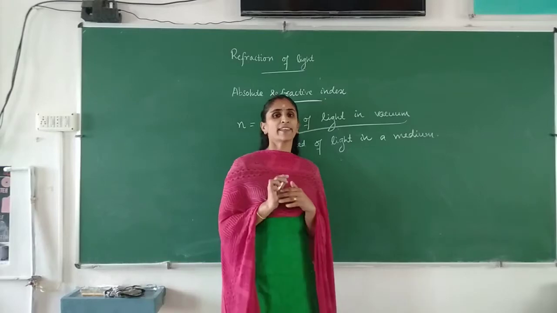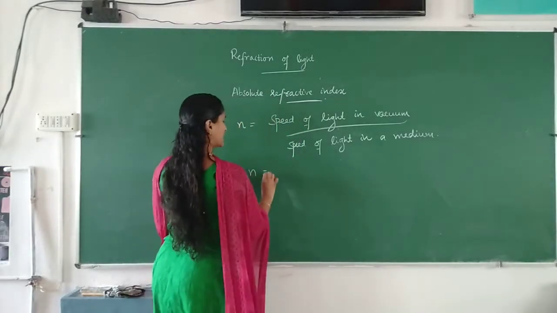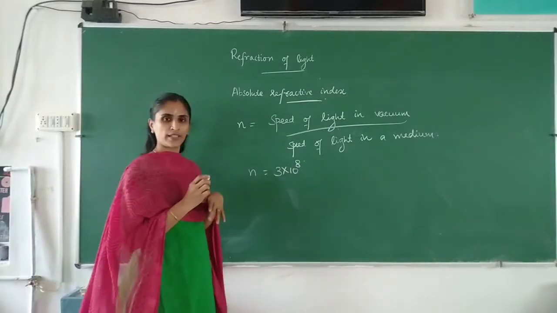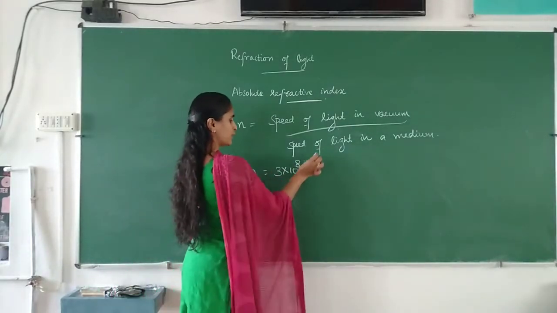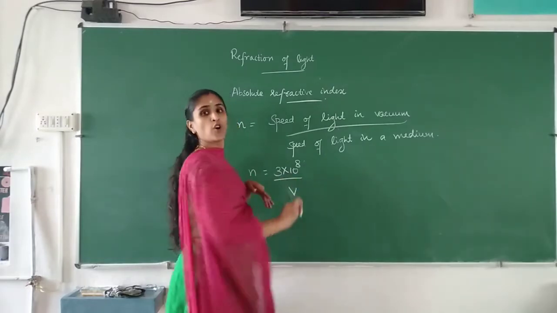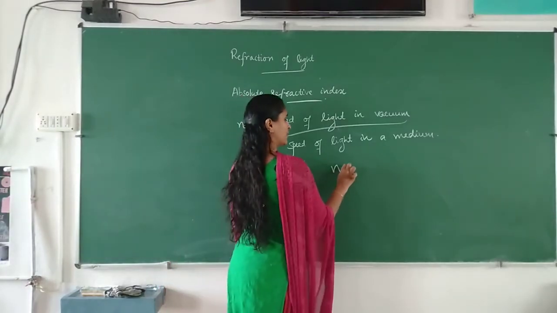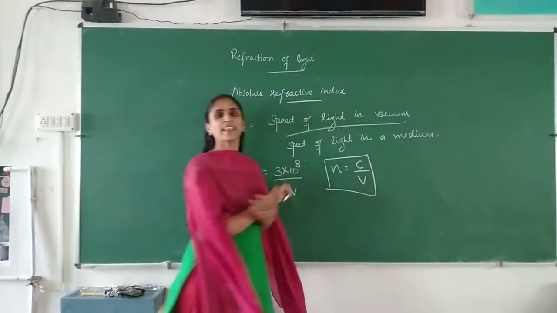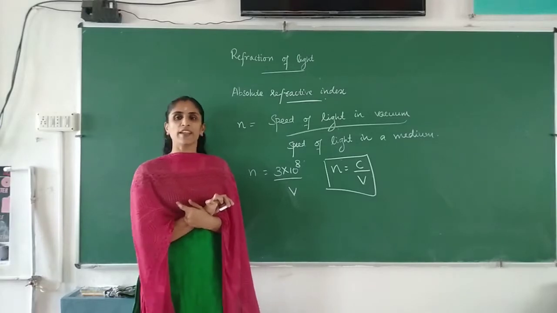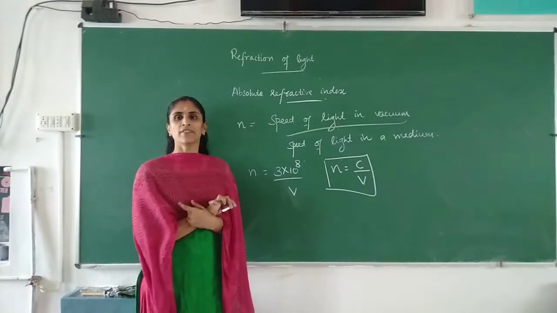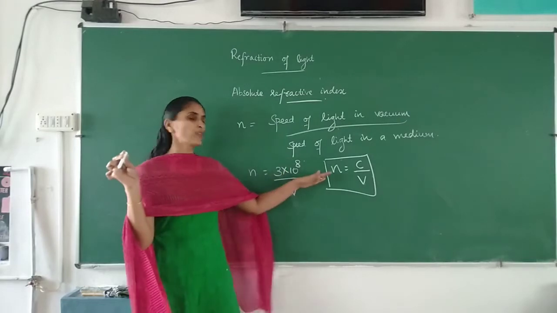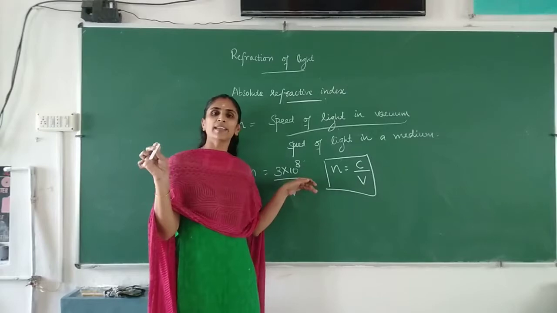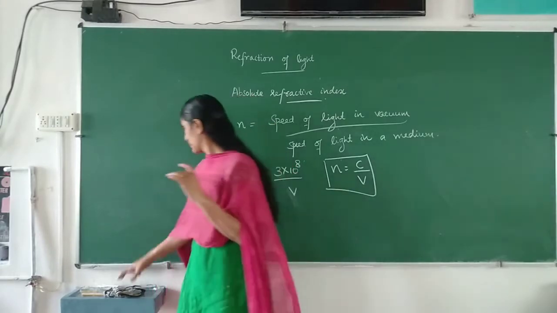And what is the speed of light in vacuum? That is given by 3 into 10 raised to 8. So in problems you can write it as 3 into 10 raised to 8 meter per second. And the speed of light in the medium we will write as v. Normally we write refractive index n is equal to c by v, where c is the speed of light in vacuum, c equal to 3 into 10 raised to 8 meter per second.